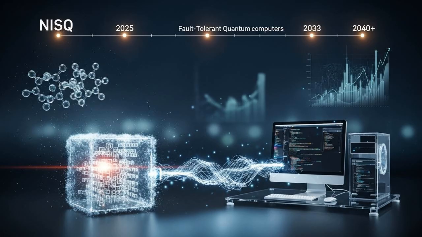So where does this leave us today? We are in what's called the noisy intermediate scale quantum, or NISQ era. Our current processors, with a few dozen to now a few thousand qubits, are still too noisy and error-prone to run the most famous quantum algorithms, like Shor's algorithm, which could break modern encryption. But that doesn't mean they're useless.